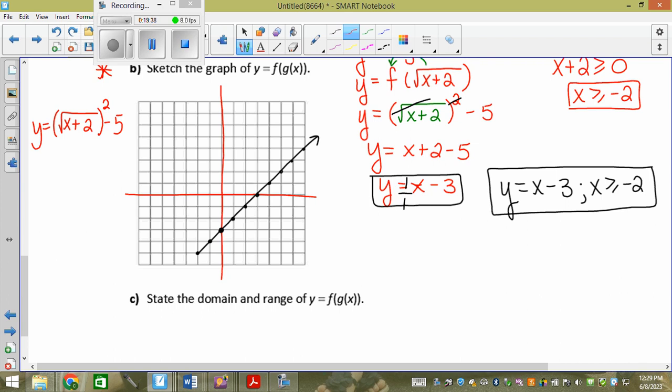Whenever you're looking for domain and range, always put it in before you simplify it. You know how I told you to put this in? Put it in before you simplify it, so that if there's any restrictions, it won't kick them out. Do you know what I mean?